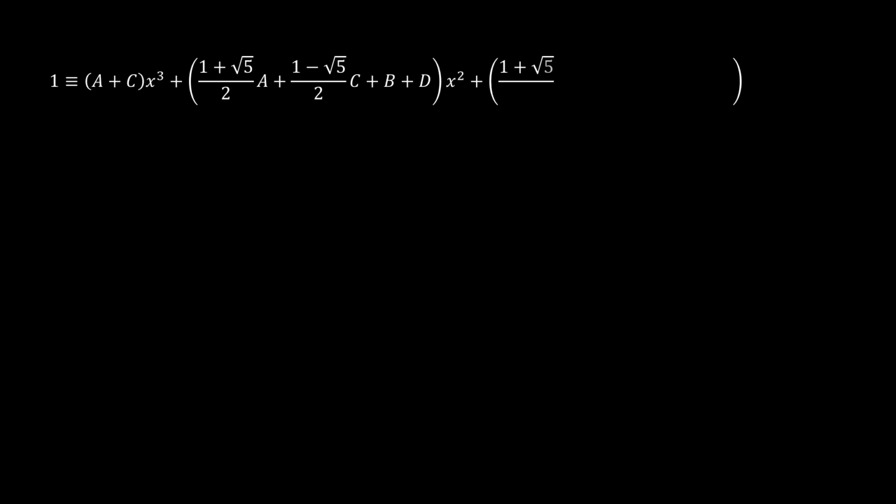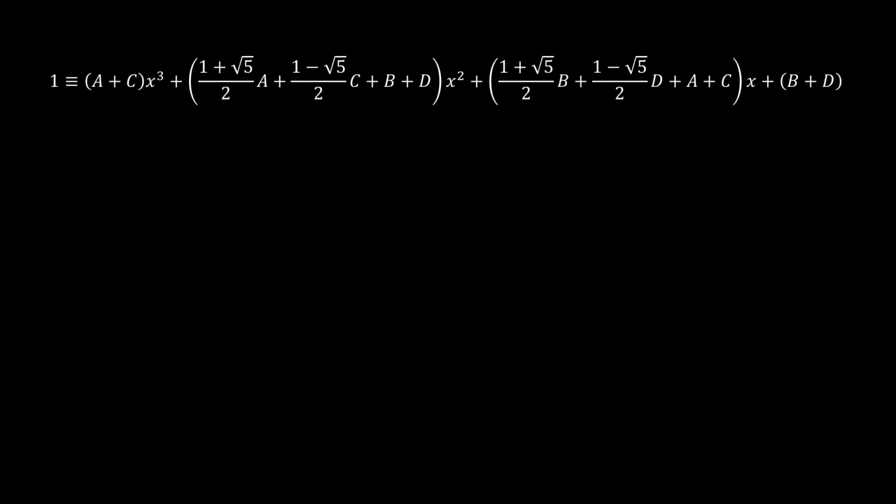So we got the expression 1 is equivalent to (a plus c)x cubed plus [(1 plus root 5)/2 a plus (1 minus root 5)/2 c plus b plus d]x squared plus [(1 plus root 5)/2 b plus (1 minus root 5)/2 d plus a plus c]x plus b plus d as the constant. So as we can see, we have no x cubed term on the left hand side.